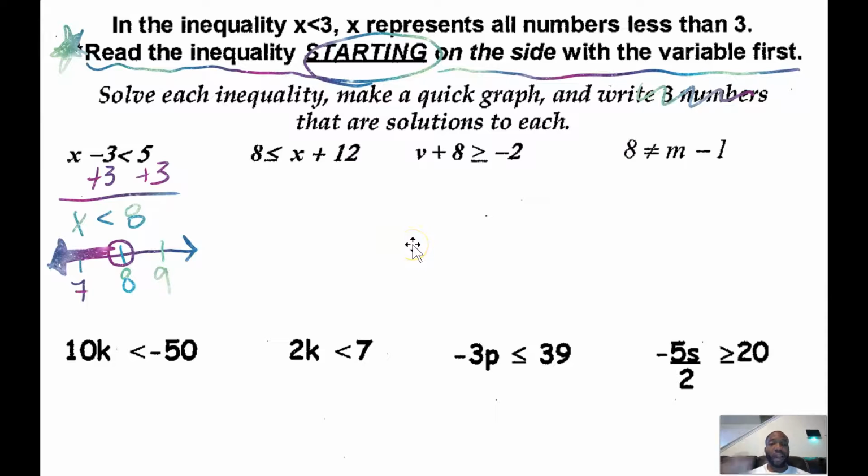That's the reason why I shade over there, because that's where all numbers less than 8 reside. That is why I'm shading over there.